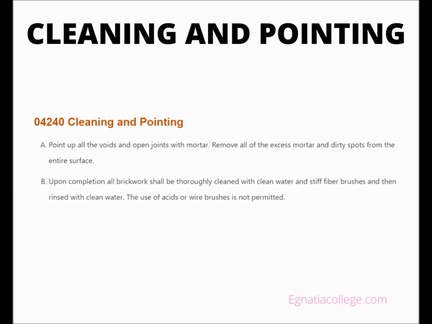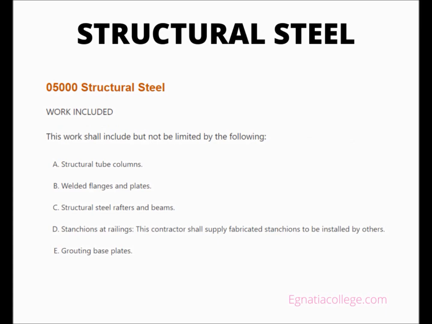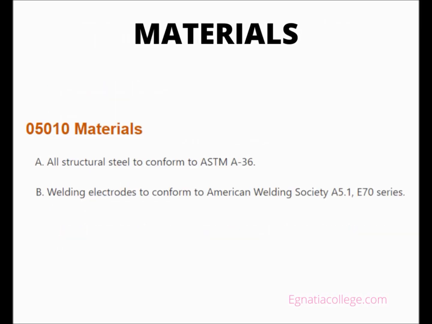Structural steel. Work included. This work shall include but not be limited by the following: structural tube columns, welded flanges and plates, structural steel rafters and beams, stanchions at railings. This contractor shall supply fabricated stanchions to be installed by others. Grouting base plates. Materials. All structural steel to conform to ASTM A36. Welding electrodes to conform to American Welding Society A5.1 E70 series.